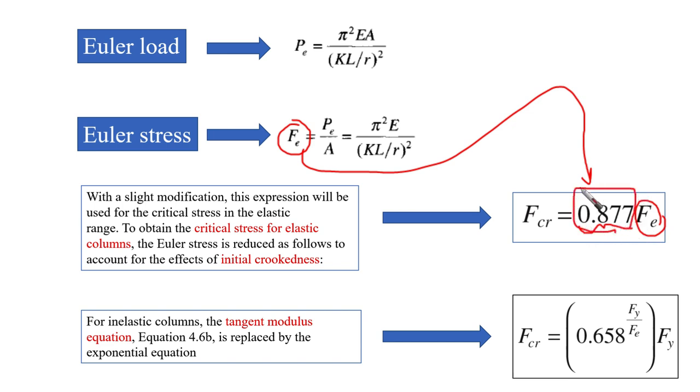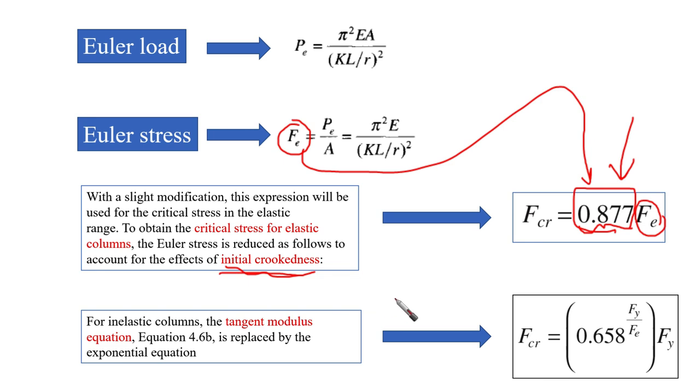So if I'm going to ask you, what is the reason for this factor, 0.877, you're going to tell me this is due to what? Yes, to take into consideration or to take into account the effects of initial crookedness. So to obtain the critical stress for elastic columns, the Euler stress is reduced as follows, to account for the effect of initial crookedness.